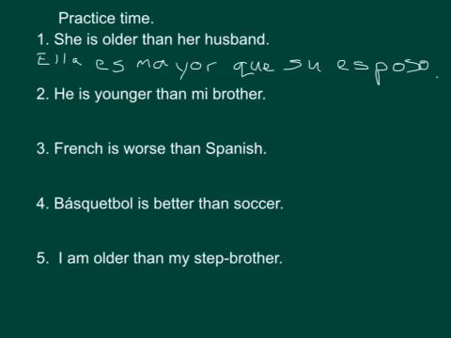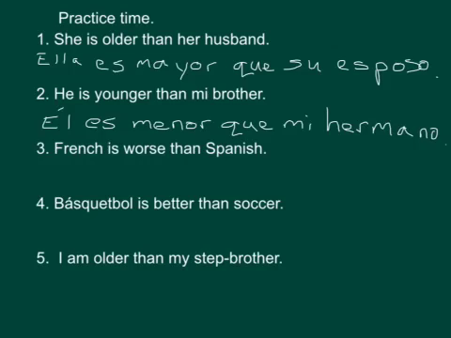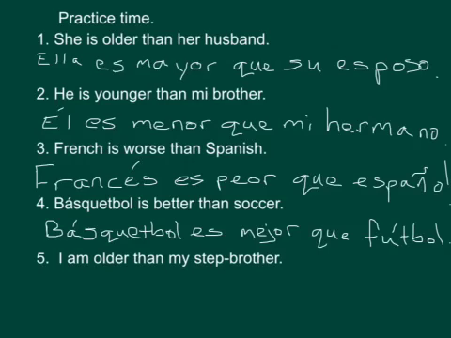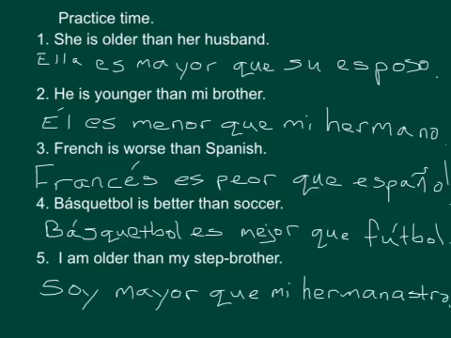Okay, so here's the first one. She is older than her husband. Ella es mayor que su esposo. Here's number 2. He is younger than my brother. Él es menor que mi hermano. French is worse than Spanish. Francés es peor que español. Basketball is better than soccer. Basquetbol es mejor que fútbol. And last, I am older than my stepbrother. Soy mayor que mi hermanastro.